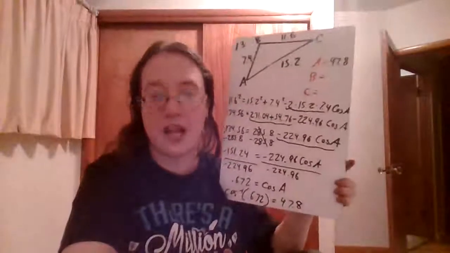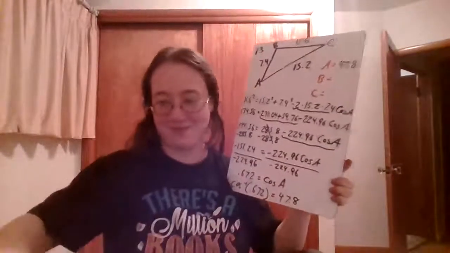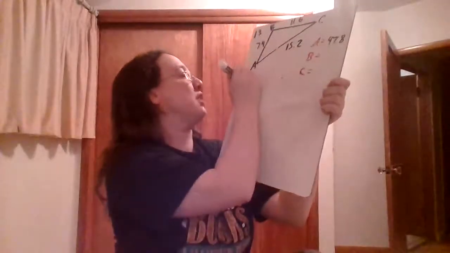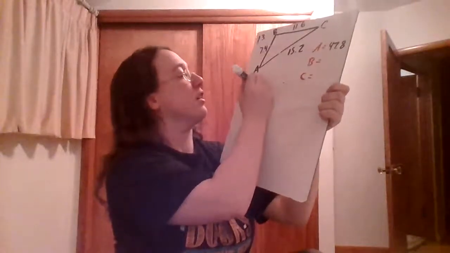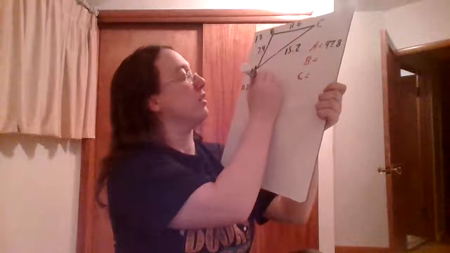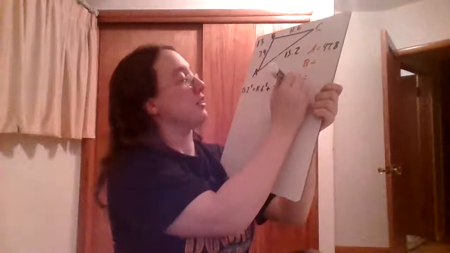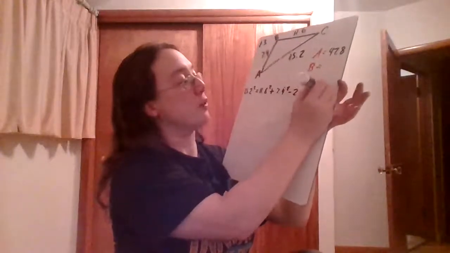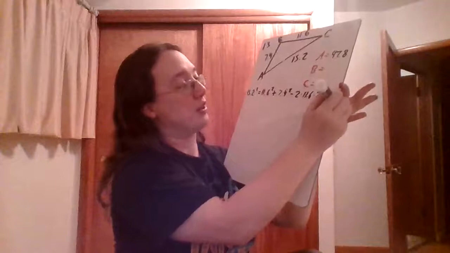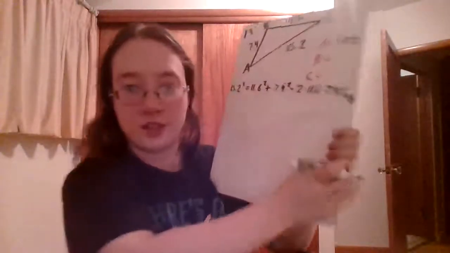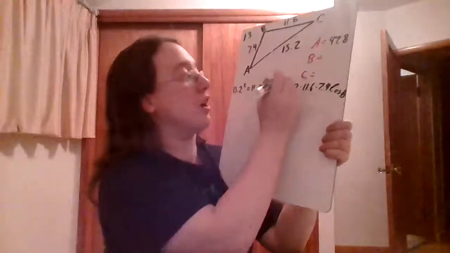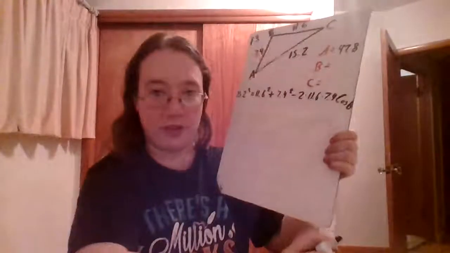All right. Now we're going to do the same thing with angle B. Same sort of thing, we're just starting with B instead. So we have 15.2 squared equals A squared plus C squared minus 2 times 11.6 times 7.4. And this time it's the cosine of B. Same idea as before, our numbers are just going in a slightly different order this time.